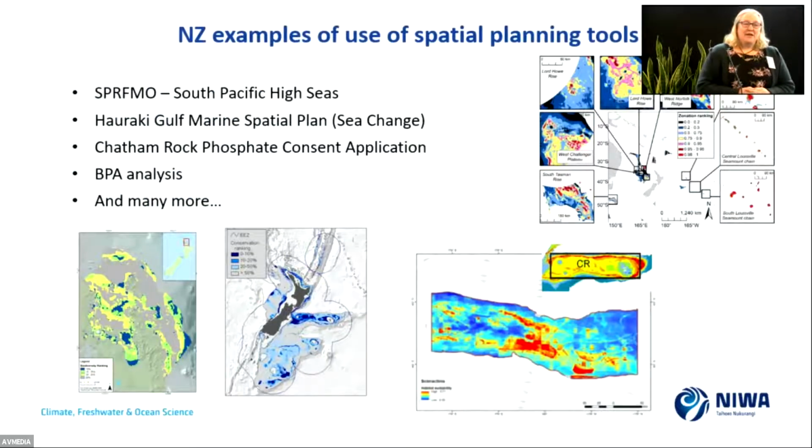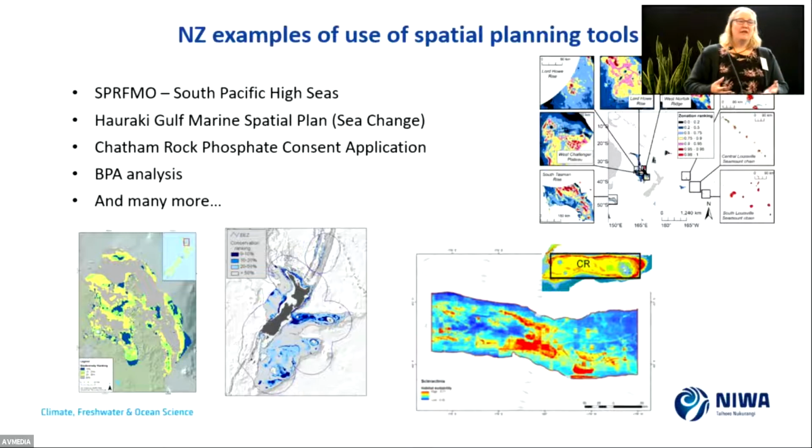So, back to spatial planning. We've done heaps of this in New Zealand. I know we've currently got a lot of work going into the South Pacific High Seas, looking at how we use spatial management to minimize the impacts of fishing on deep sea vulnerable marine ecosystems. It was used to inform the Hauraki Gulf Marine Spatial Plan, Tīkapa Moana, the Sea Change plan. It's been used in the Chatham Rock Phosphate consent application to identify mitigation zones to protect particular benthic invertebrates, and many, many more. So we're seeing added ways where we now have all this wonderful spatial knowledge.